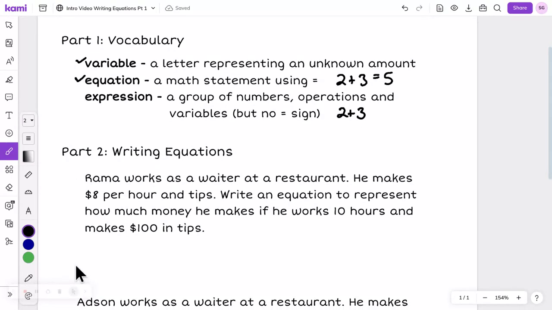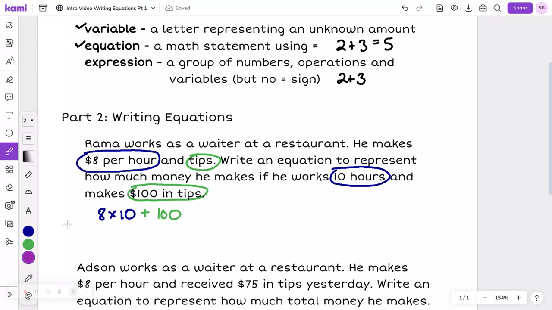This first story here is really where you start as math students. We've got Rama works as a waiter at a restaurant. He makes $8 per hour and tips. Write an equation to represent how much money he makes if he works 10 hours and makes $100 in tips. If you took developmental math with me, these are the type of stories we started with. Go ahead, stop the video here and try this first story and then come back to check your answer.